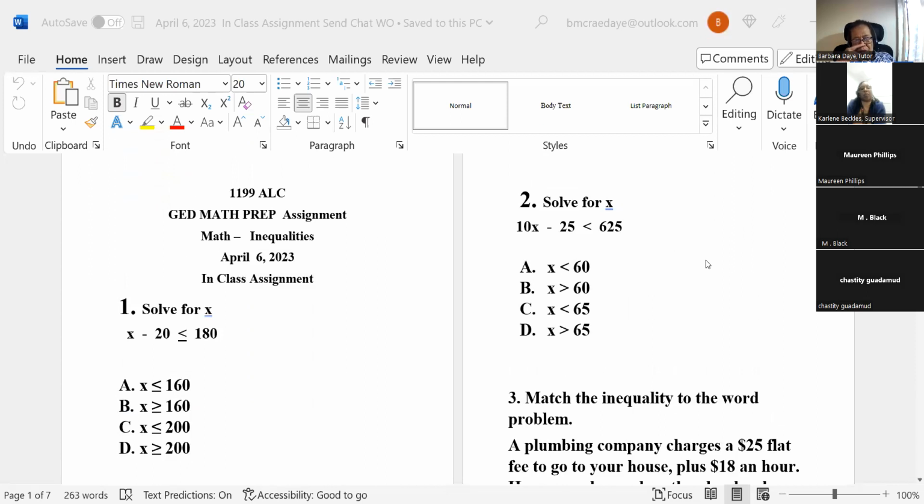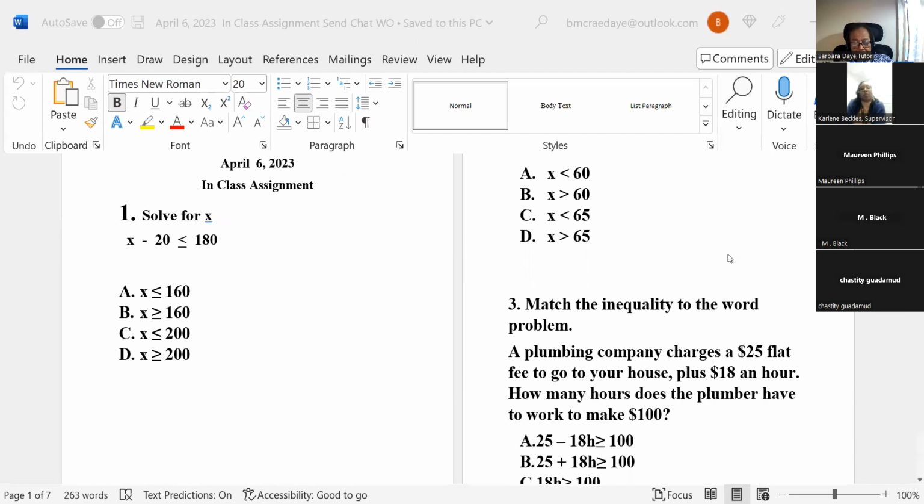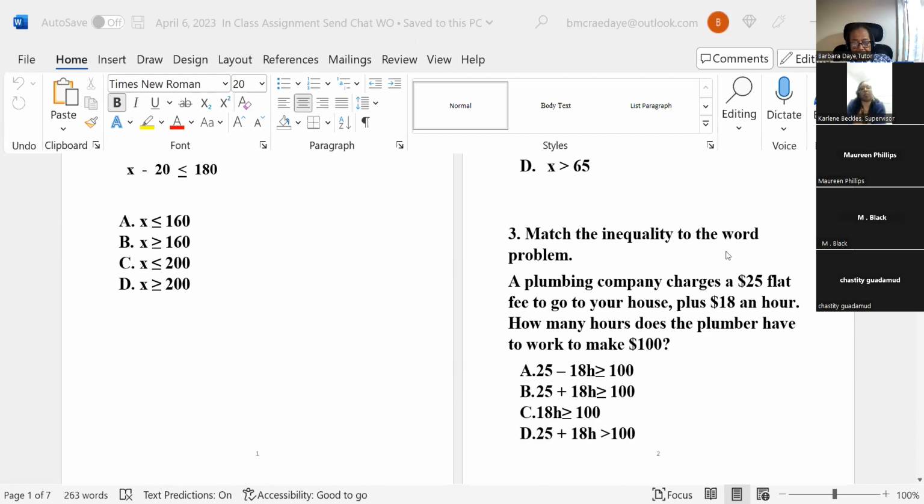So, Maureen, just remember to do the opposite when you're trying to get things together. So subtraction is addition. Addition is subtraction. If it's multiplication, then it's division. Okay, go to 3.